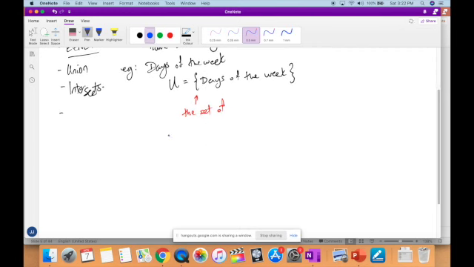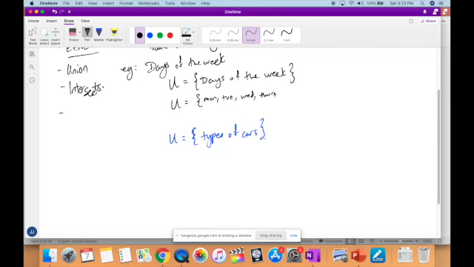Types of cars. So U could be the set of types of cars. So you see how I wrote it out like this. But then I could also, let's go back to days of the week, I could also write it like this, where I have Monday, Tuesday, Wednesday, Thursday, Friday, Saturday, and Sunday, and then that's it.